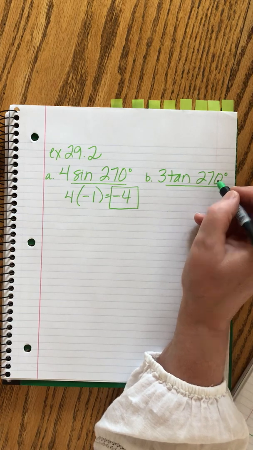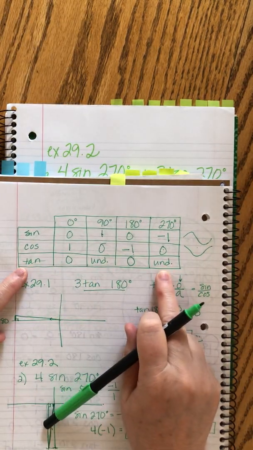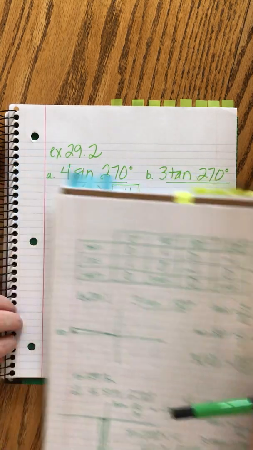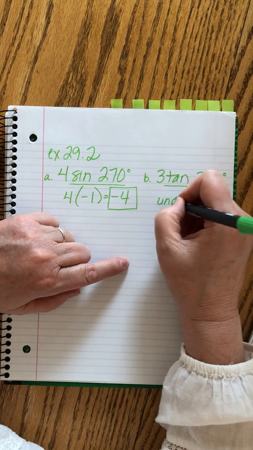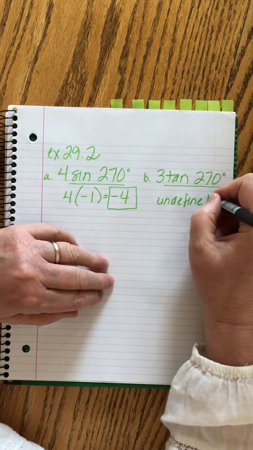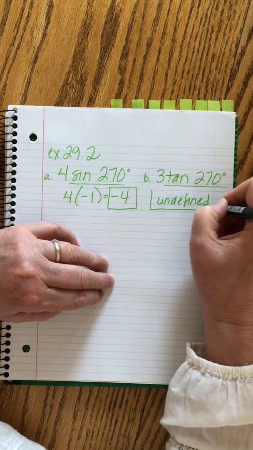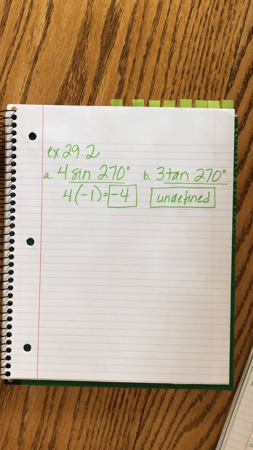Tangent at 270, uh-oh, it's undefined. So forget about multiplying it. We just write undefined. Once we determine this much is undefined, we're done, right? Once the universe blows up, there's not much more. How can we multiply that by 3, right?